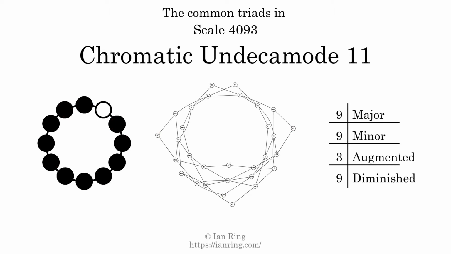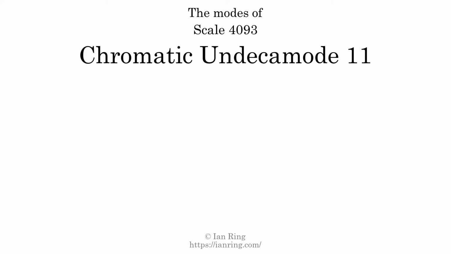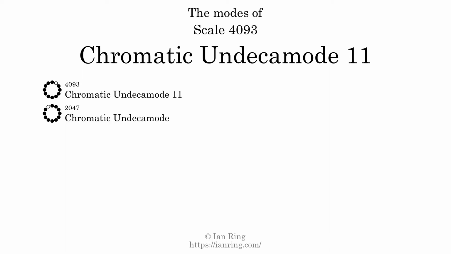Here is a Hamiltonian path of parsimonious voice leading that uses all the triads. This scale has 11 modes. The first mode is itself. The second mode is scale 2047, also known as Chromatic Undecamode.